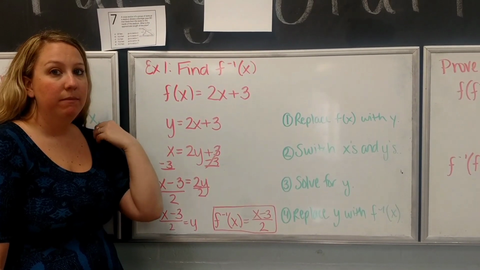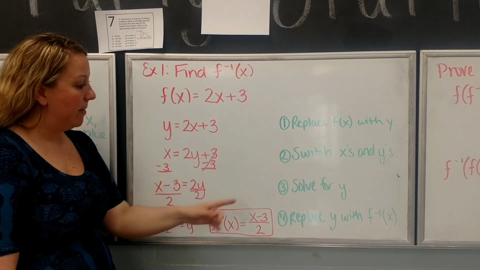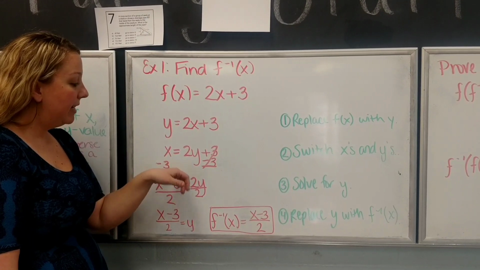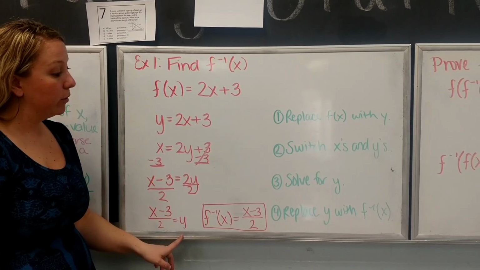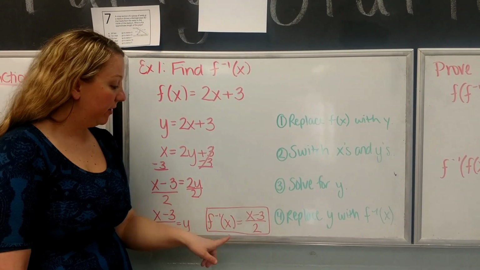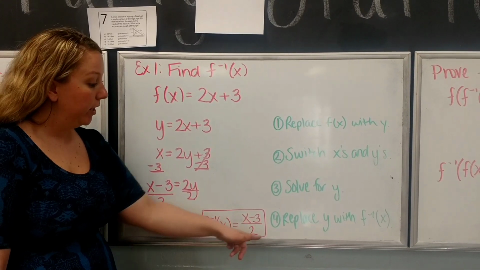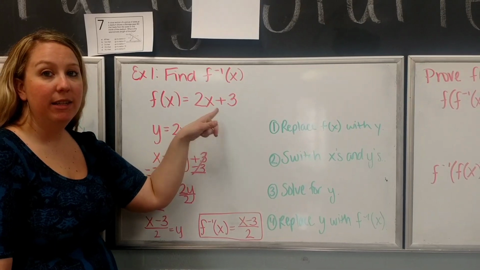You would switch all your x's and y's if there were multiple x's and y's. And then I'm going to go ahead and solve for y. So I'm going to subtract 3 from both sides and then divide by 2. So I have x minus 3 over 2 equals y. And my last step is to replace y with f inverse. So I have f inverse of x equals x minus 3 over 2. So this is my inverse function.